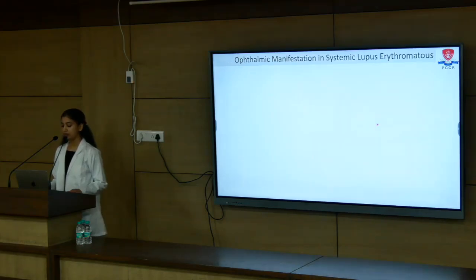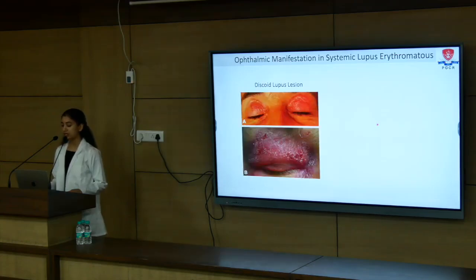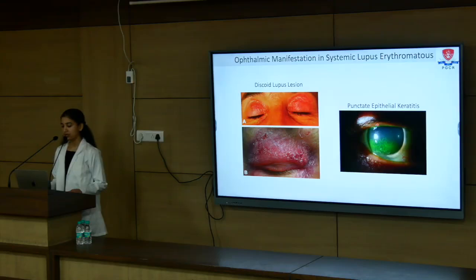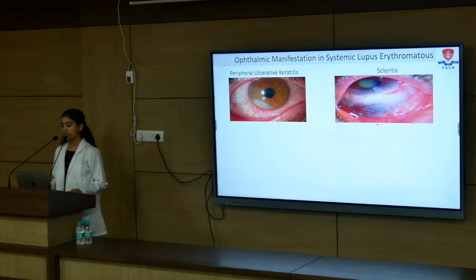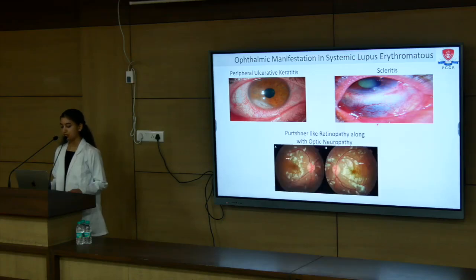The ophthalmic manifestations in systemic lupus erythematosus. Here we see red erythematous plaque-like lesions over the eyelids known as discoid lupus lesions. And in the cornea, we see punctate epithelial keratitis. We also see peripheral ulcerative keratitis in which the corneal stroma melts near the limbus. In the sclera, we see scleritis. Due to the scleral thinning, we see this violaceous hue. And in the retina, we see Purtscher-like retinopathy along with optic neuropathy.